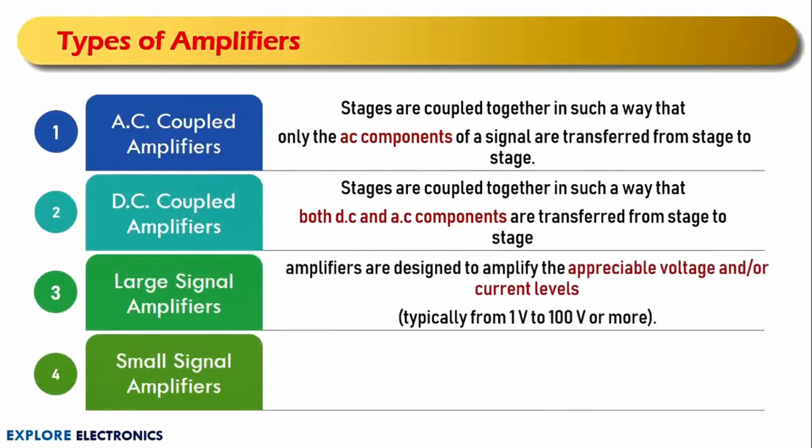Then we have large signal amplifiers. These kinds of amplifiers are capable of amplifying large voltage signals or high current level inputs. If we provide an input typically from 1 volt to 100 volts or more than 100 volts, the amplifier is able to amplify that signal to the next level. That is called a large signal amplifier.